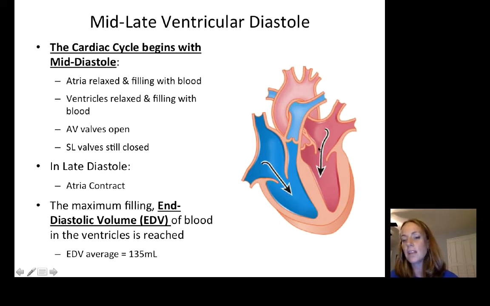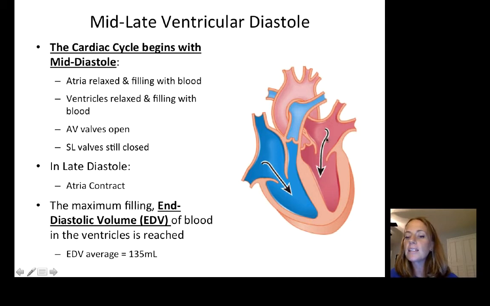Blood is filling, either from the body tissues or from the lungs. Blood is filling the ventricles. So everything is filling up and getting ready to be sent out. At the end of this phase, we hit the maximum volume that the ventricles can hold. This is called the end diastolic volume, or the EDV.